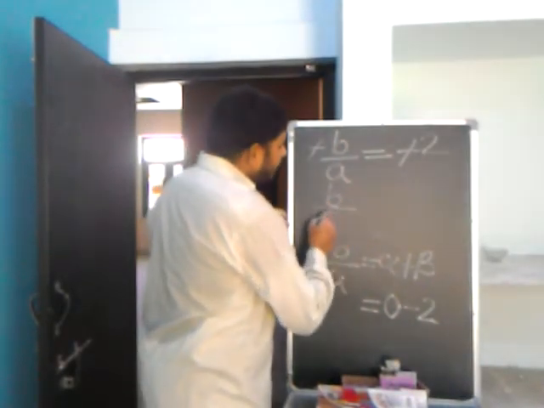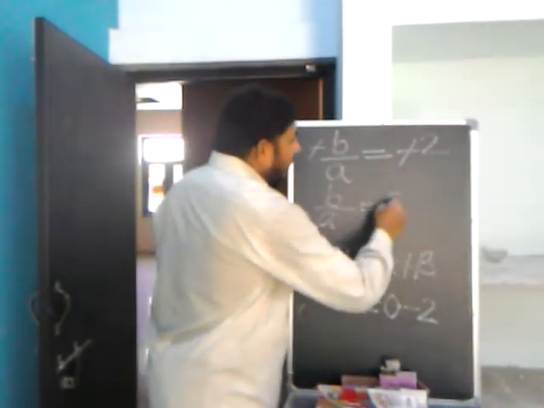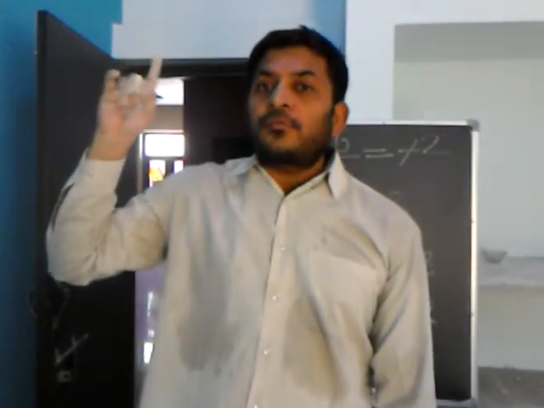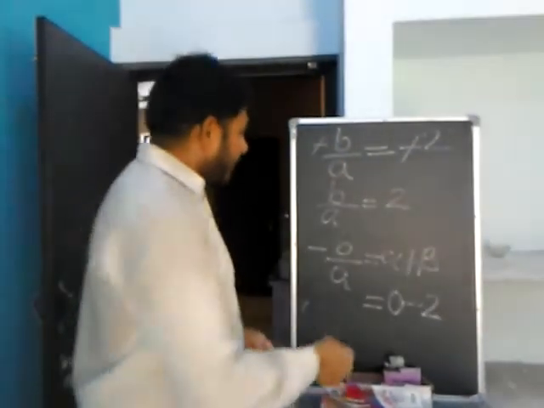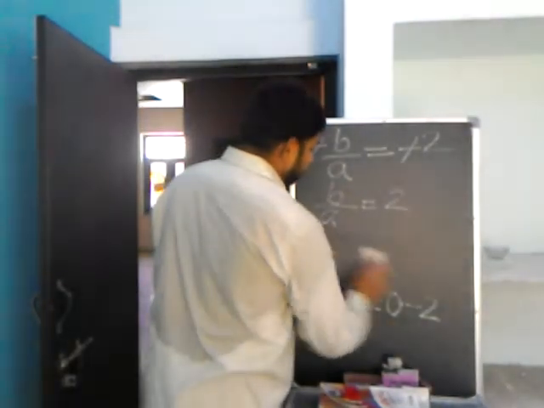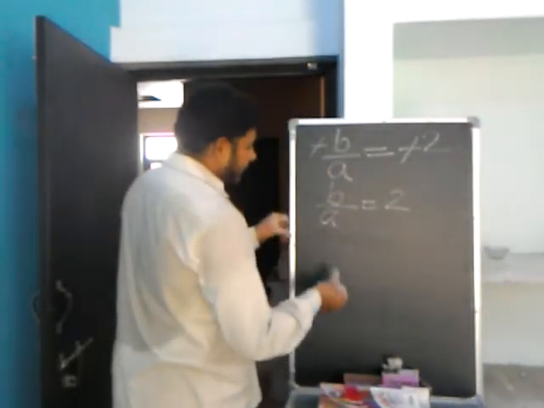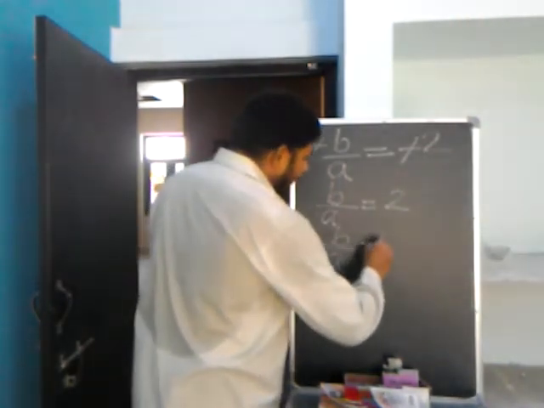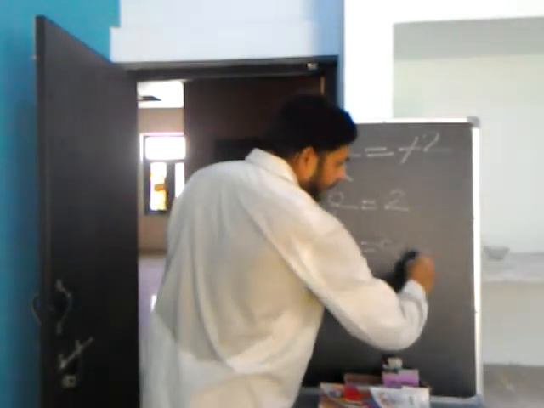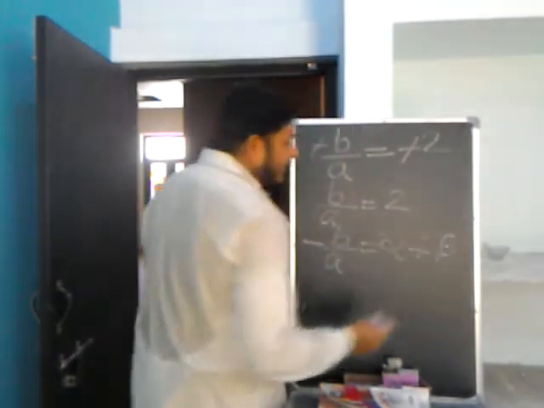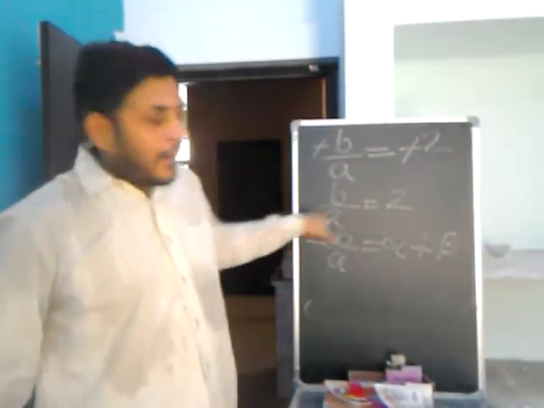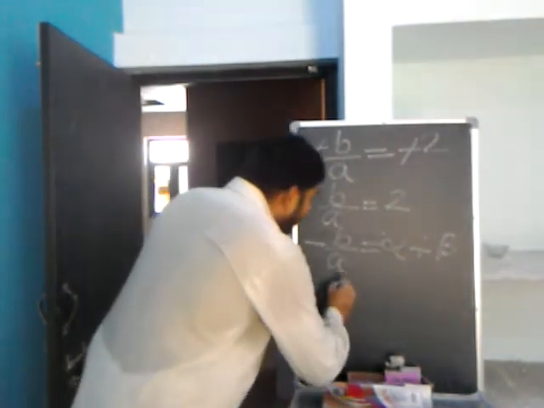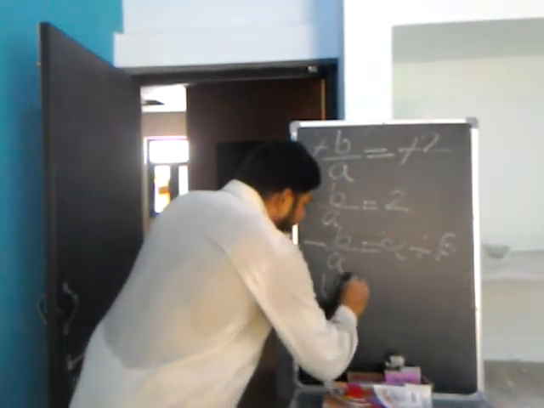So it becomes b upon a is equal to 2, which we have just calculated. It was b upon a is equal to 2. So the first is verified. Now what will we say? Minus b upon a is equal to alpha. Now what will I write? After doing all this, I will write minus b upon a is equal to alpha plus beta, verified.